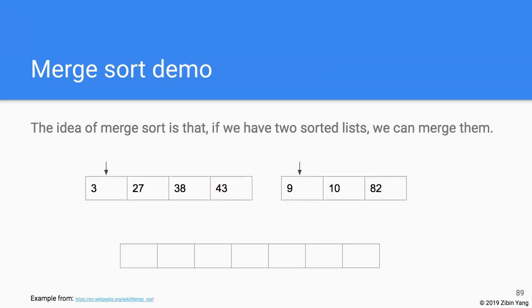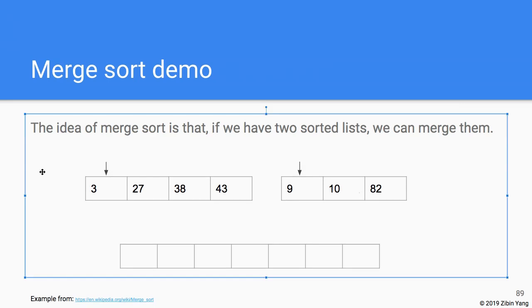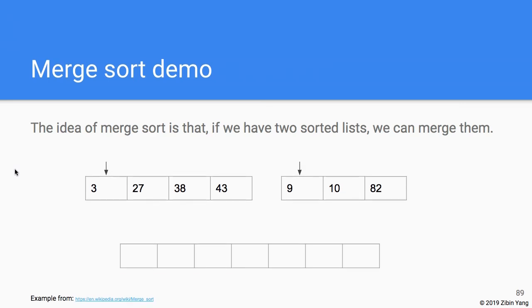The way to see how a merge sort works is, as usual, let's go through concrete examples to see what happens. So the idea of a merge sort is that if we have two sorted lists, we can merge them fairly quickly. So here are two sorted lists. One is slightly longer than the other, but how do we bring them together? How do we merge them together?